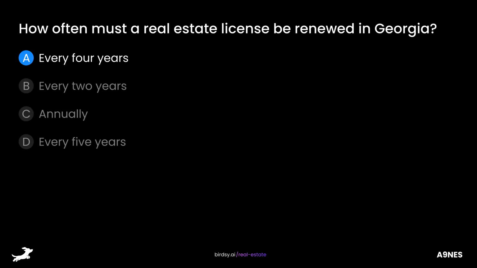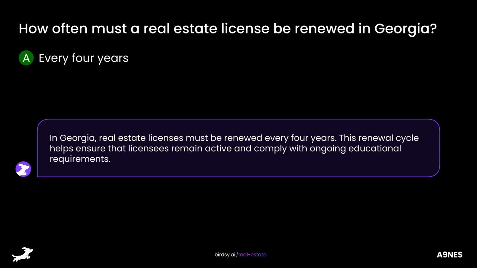Is it A, every 4 years, B, every 2 years, C, annually, or D, every 5 years? The answer is A, every 4 years. In Georgia, real estate licenses must be renewed every 4 years. This renewal cycle helps ensure that licensees remain active and comply with ongoing educational requirements.